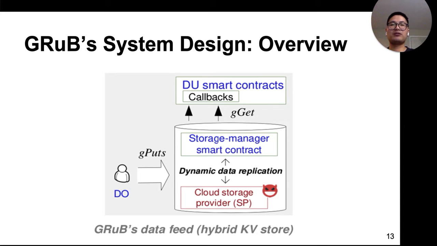The system has four parties. DO is an off-chain data feed producer, and SP is an off-chain cloud storage provider that stores the data feed. DU is a DeFi smart contract that reads the data feed from a storage smart contract. We use hybrid storage to store the data feed, and we dynamically replicate the data from off-chain onto the storage smart contract.